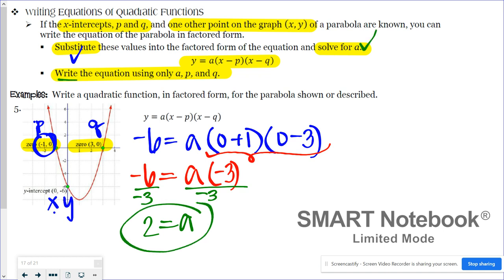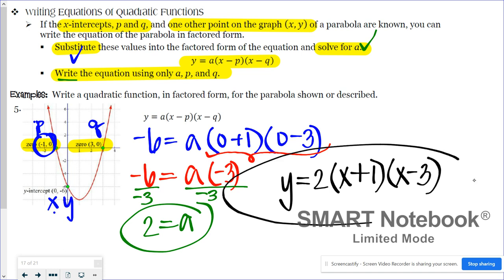Now I'm ready to write the equation using a, p, and q, meaning x and y are variables once again. So I'm going to have y equals a is 2. Then I have x minus p, so x minus -1. It's the same thing as x plus 1. And then x minus q would be x minus 3. And there's my quadratic function. So it's a pretty easy thing to do.